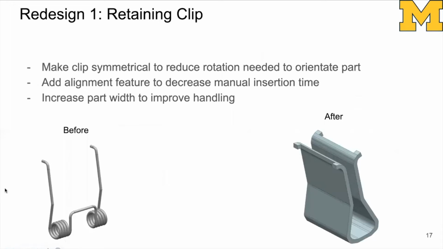You can see here, this is the retaining clip. The before is on the left, the after is on the right. We made the clip symmetrical to reduce rotation needed to orient the part when assembling. There's an alignment feature on both sides to align it with the blade and with the bottom case, and it's slightly wider to improve the handling.